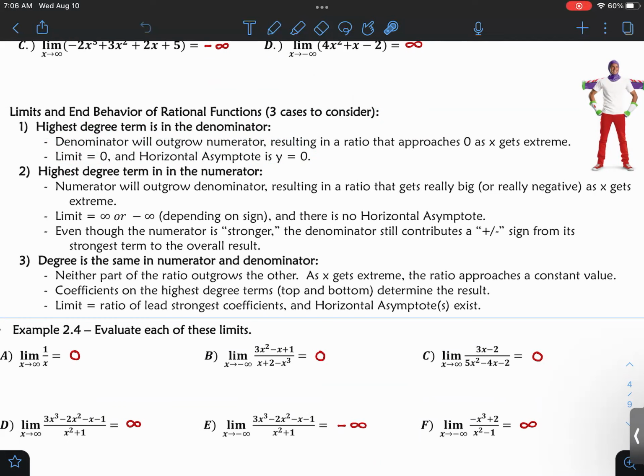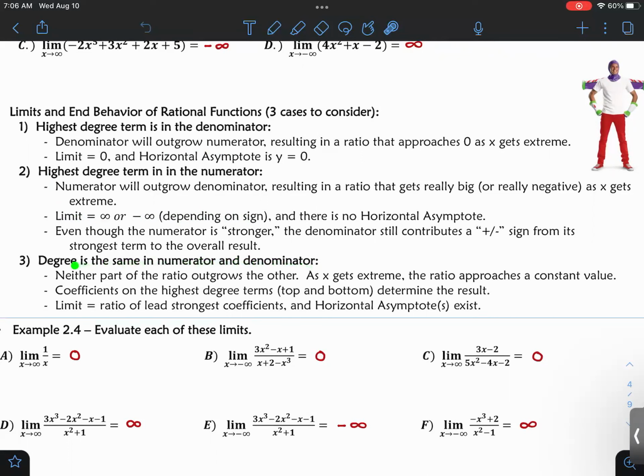Now, flipping that around, if the highest degree is in the numerator, that means the top of the fraction is outgrowing the bottom. And when you have fractions with numerators that are way bigger than the denominator, then the overall value of the number is big. So these are the ones that are going to go either to infinity or negative infinity. You do have to look at the sign on the strongest term in the top, but also the sign on the denominator of the fraction, because even though that denominator might be negligible in size, it still contributes a sign to your answer.